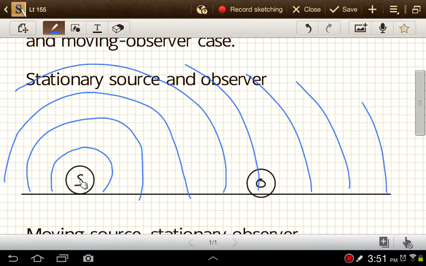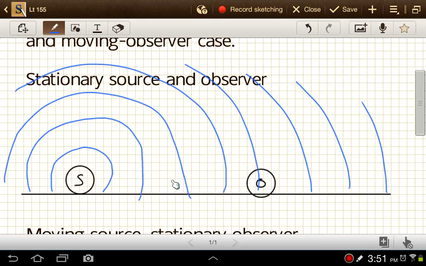But the source doesn't stay in the same place making waves from that location. The source, let's say, is going to move over toward the observer. And so the source now is going to make a wave that's a little bit closer to the previous wave, because the source itself is a little bit closer to the previous wave, in this direction anyway.